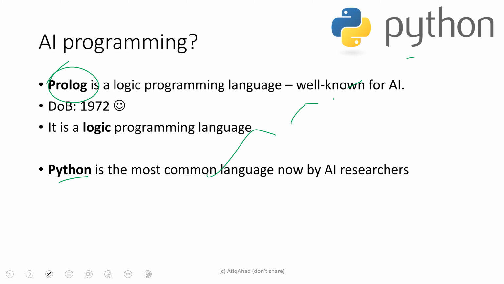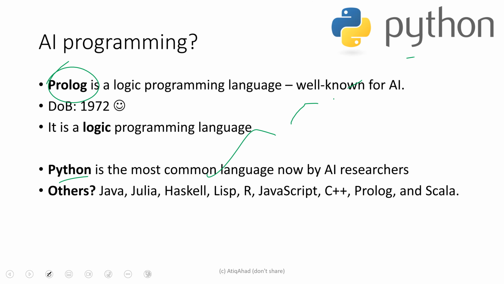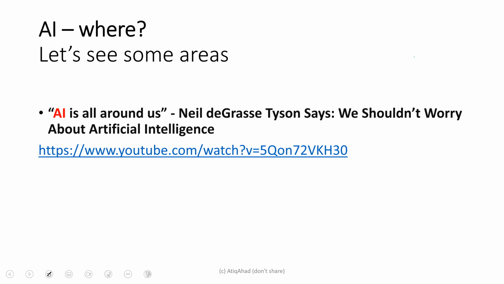So Python is the most common language now used by AI researchers. There are other programming languages as well. So AI, let's see some areas. AI is all around us.